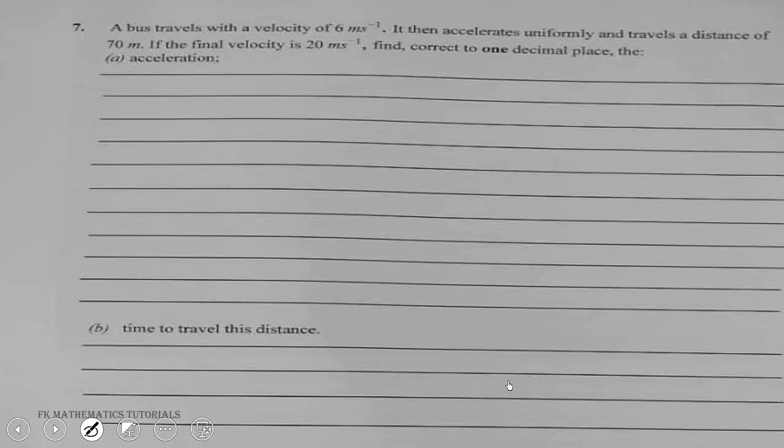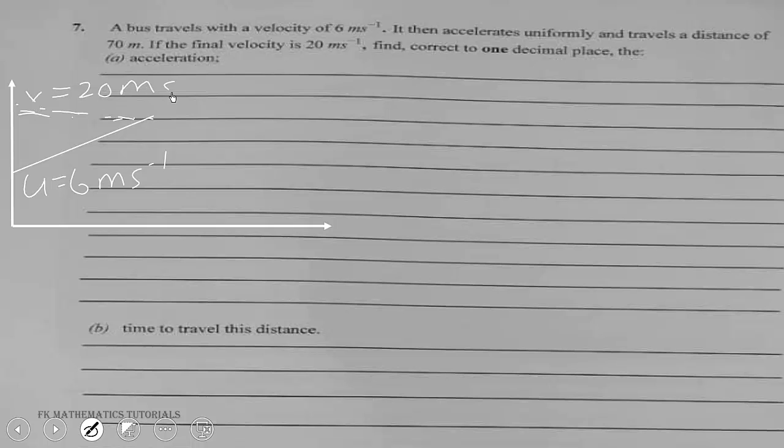Let us now consider question number 7. A bus travels with a velocity of 6 meters per second. It then accelerates uniformly and travels a distance of 70 meters. If the final velocity is 20 meters per second, find, correct to 1 decimal place, the acceleration. So the information from the question is that the initial velocity is 6 meters per second and the final velocity is 20 meters per second. We're also given the distance covered, s, to be equal to 70 meters.